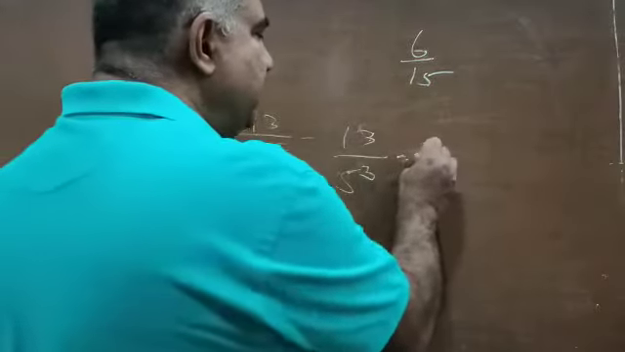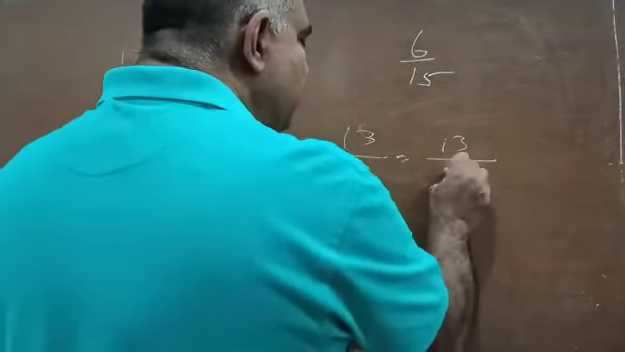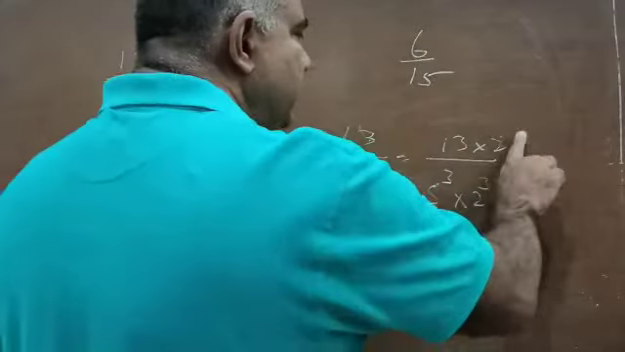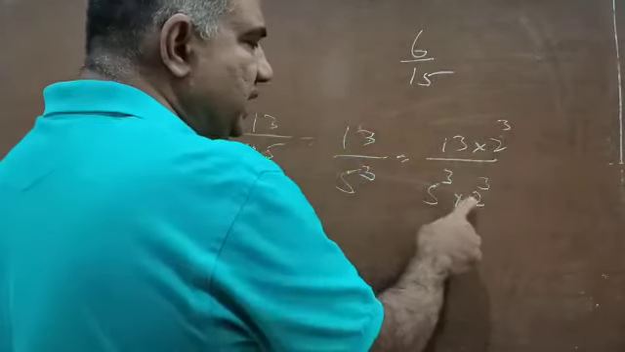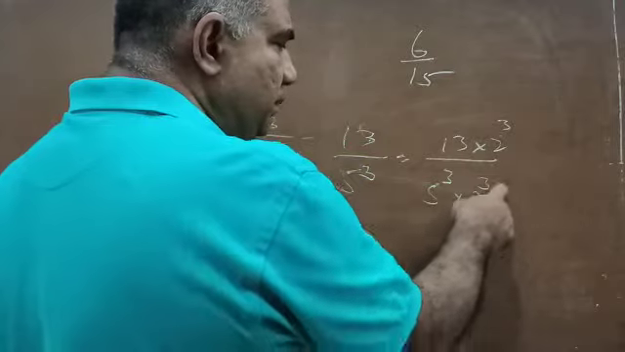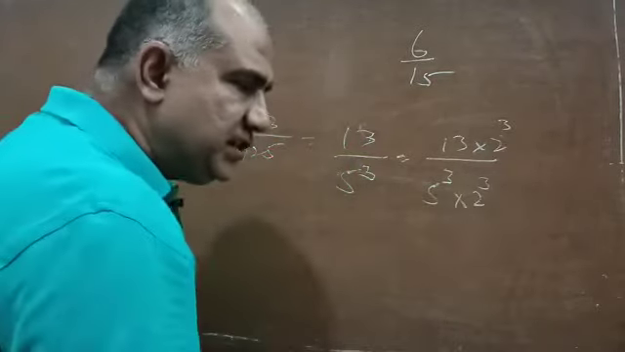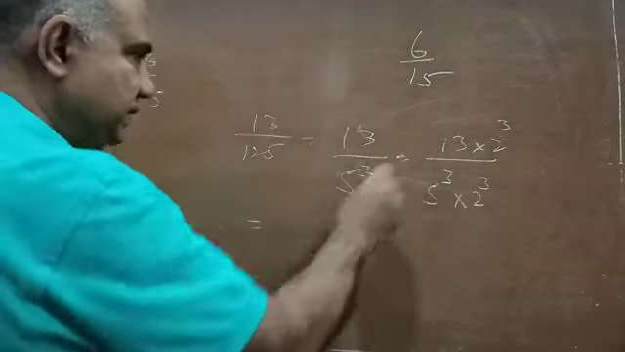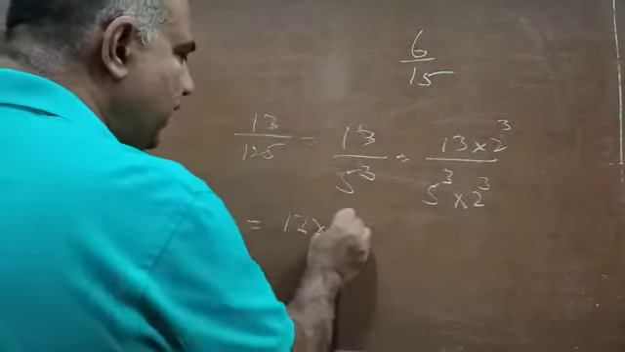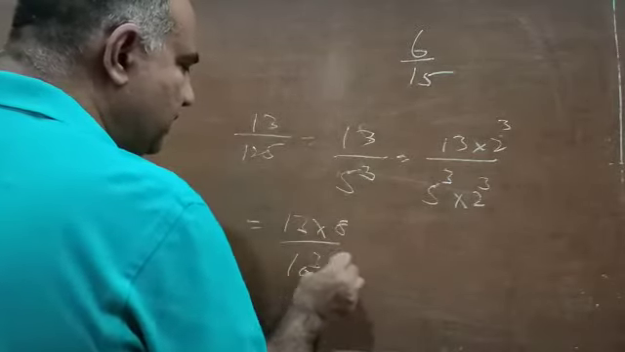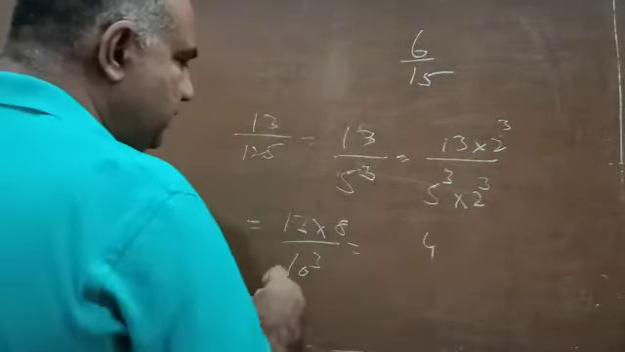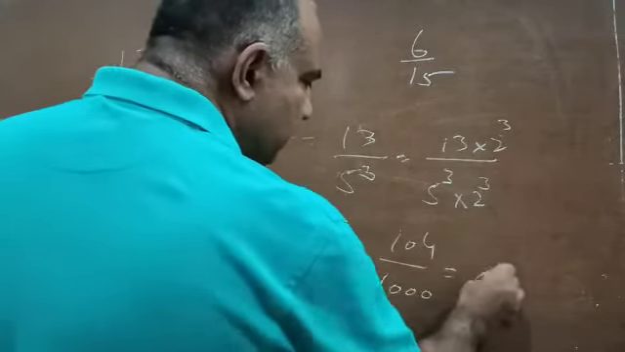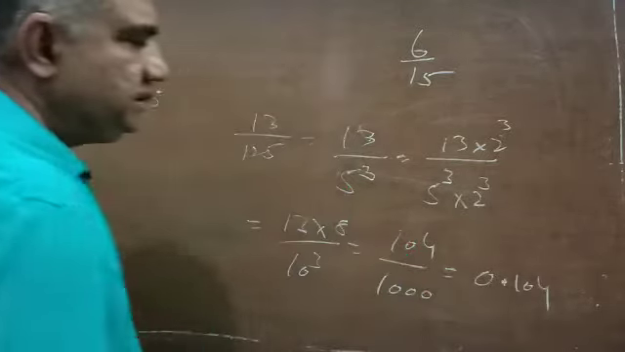So this can be further written as 13 upon 5 raised to power 3 into 2 raised to power 3, into 2 raised to power 3. I have written 2 raised to power 3 at both places, so this does not change the quantity, yet it ensures that here I will have 10 raised to power 3. So now it is 13 into 8 divided by 10 raised to power 3. 8 times 13 is 104, divided by 1000. So the decimal expansion of this comes to 0.104.